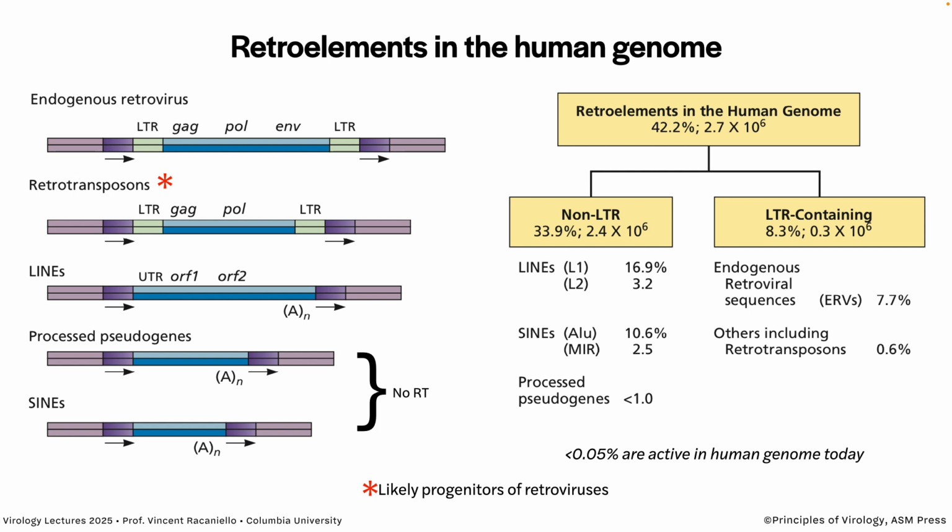And then we have non-LTR retroelements, quite a bit of those. They include LINEs. So LINEs have no LTRs, but they do have open reading frames that have reverse transcriptase activity. And then we have two forms that have no reverse transcriptase, where these are just cases where mRNAs were made and copied into DNA and then reintegrated. So we call these processed pseudogenes or short interspersed nuclear elements. And they comprise quite a bit of our genome. So of these LTR-containing elements, less than 0.05% are active in the human genome today.